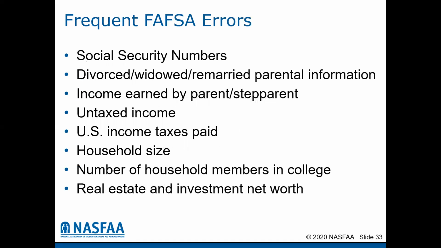Here are some frequent FAFSA errors. You'll want to make sure you put in the correct social security number, double, triple check that, information about divorced, widowed, or remarried parents, income information by parent or step parent, untaxed income, U.S. income taxes paid, household size, number of household members in college, and real estate and investment net worth.